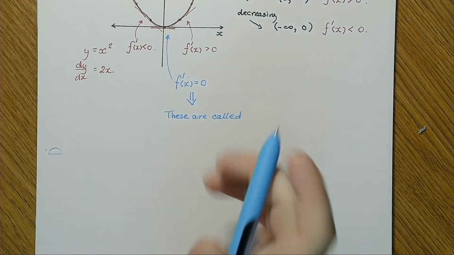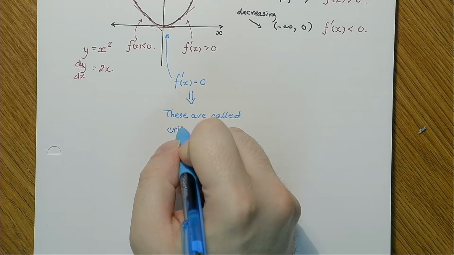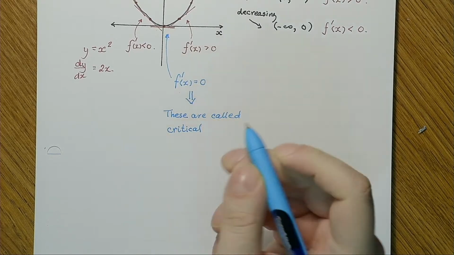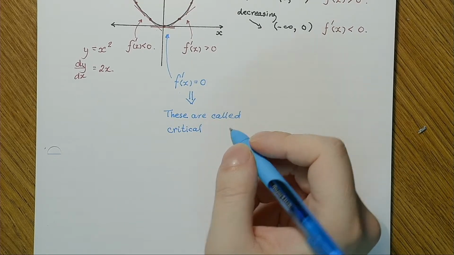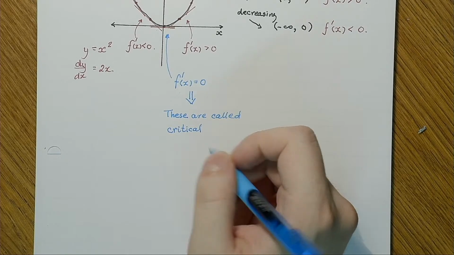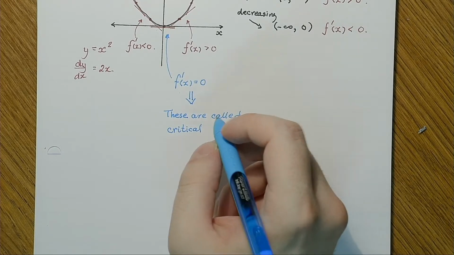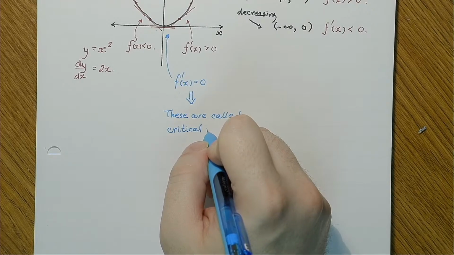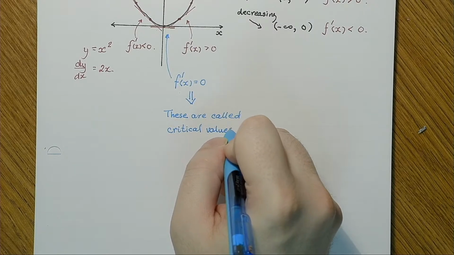These are called critical values. The word critical is kind of the key. You'll hear critical values. Some people will say critical numbers. I think the textbook uses critical values.